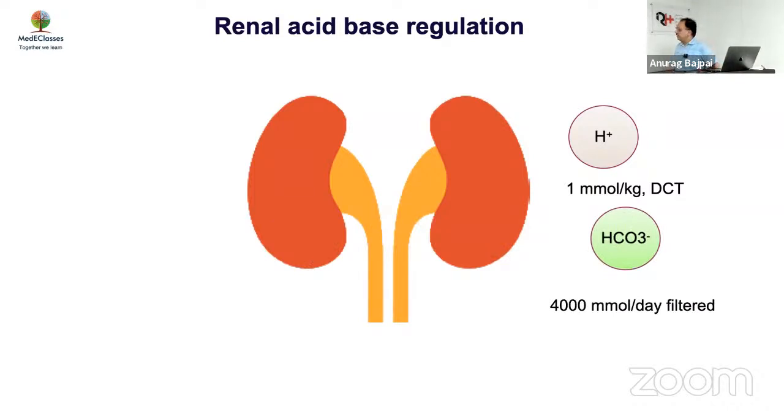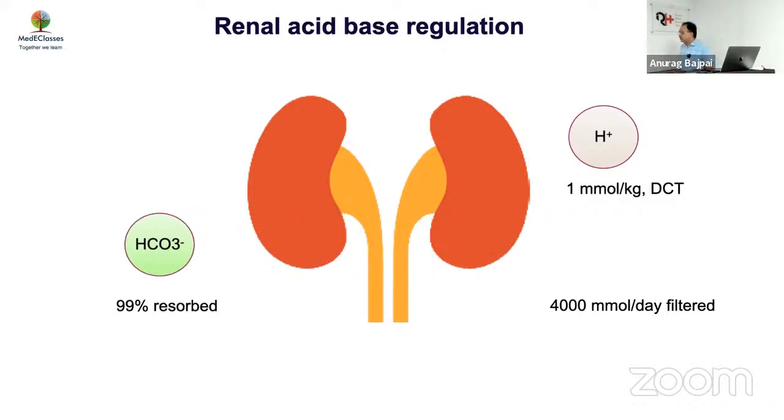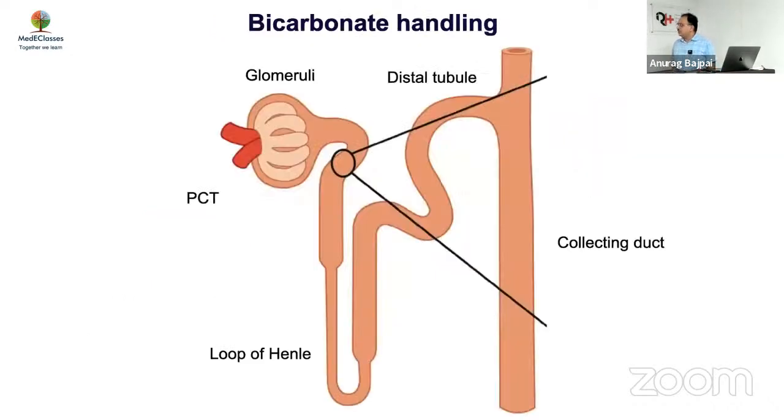So if somebody is losing bicarb, correcting that will be much more difficult as compared to treating somebody who is just having a problem in acid excretion. In other words, distal RTA will have much more severe acidosis. We'll talk about that later. But treating distal RTA will be easier as compared to treating proximal RTA, because whatever bicarb you give is going to be lost in the urine. That's the primary mechanism. Now 99% is absorbed, only 1% is lost in that regard.